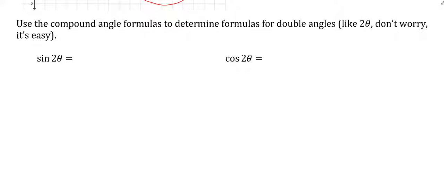So notice what this says. Use the compound angle formulas to determine formulas for double angles. Sine 2 theta, cosine 2 theta, and tan 2 theta is down below. We're going to do that one in a minute. So I want you to try this. Try something, write something down, whatever you can come up with. How could you use the sine compound angle formula to figure out sine 2 theta? Try something, figure something, see what you can come up with.